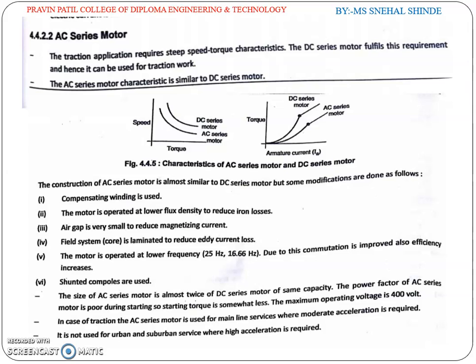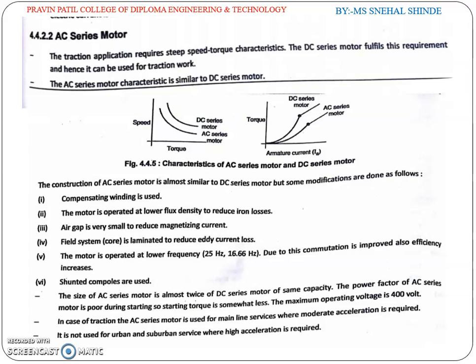The motor is operated at a lower flux density to reduce the iron losses. The air gap is very small to reduce the magnetizing current. The field system or core is laminated to reduce eddy current loss. The motor is operated at a lower frequency, that is 25 Hz or 16.66 Hz. Due to this, commutation is improved. Also, efficiency increases.